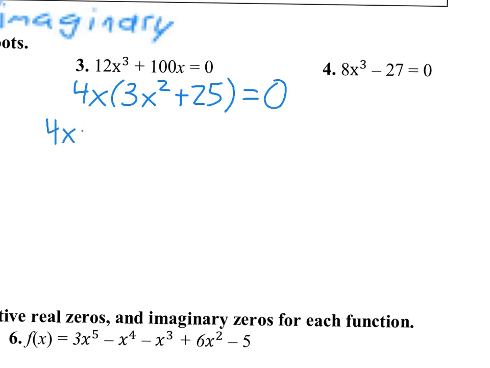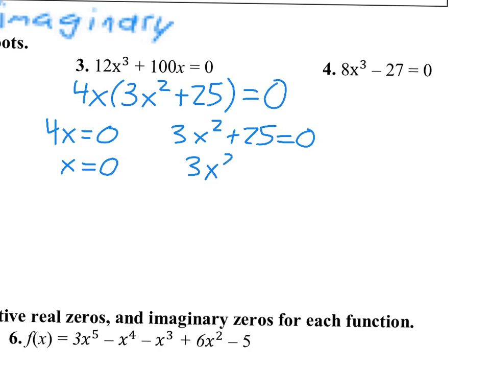And by the zero product property, either 4x equals 0 or 3x squared plus 25 equals 0. So solving this one, we get x equals 0. Moving 25 to the other side, we get negative 25. Then we divide by 3. Square root both sides. Put plus or minus in front on the right side.